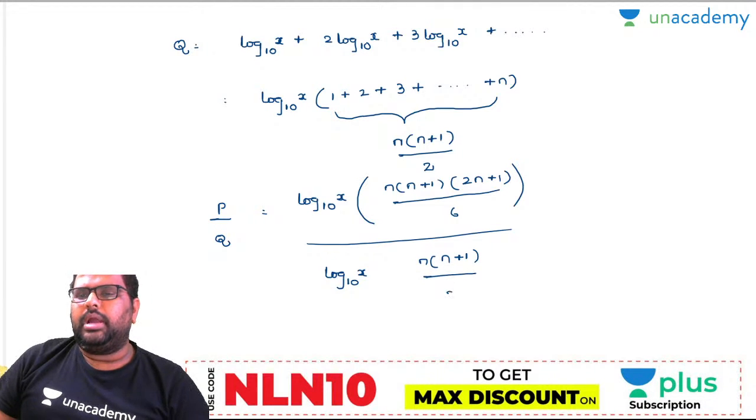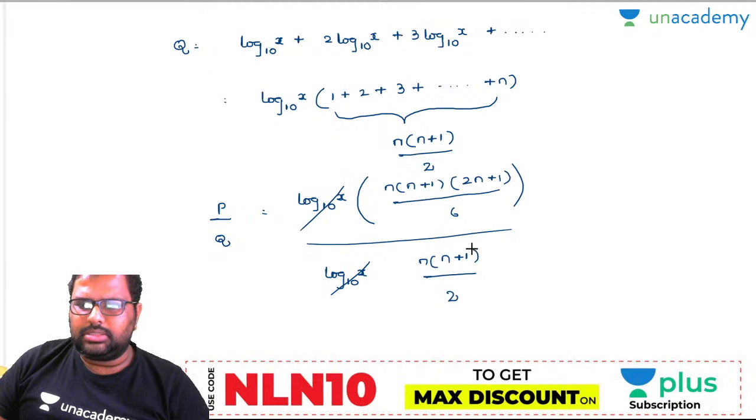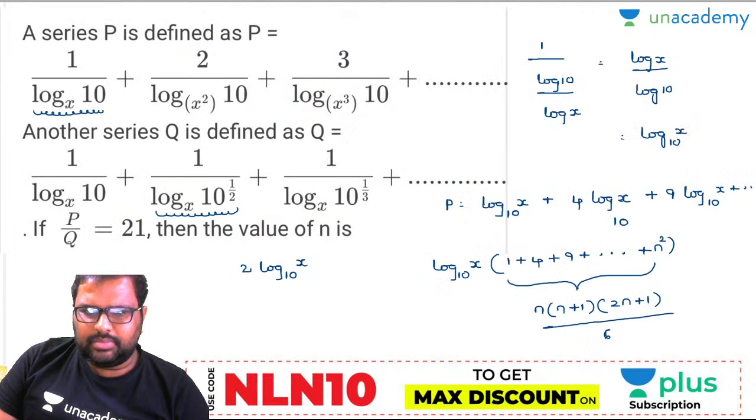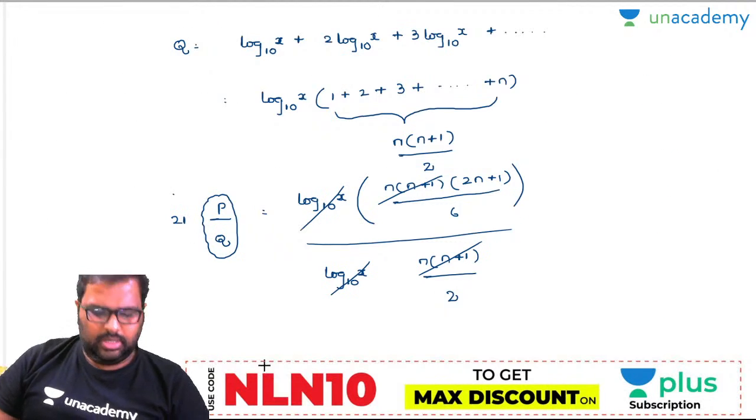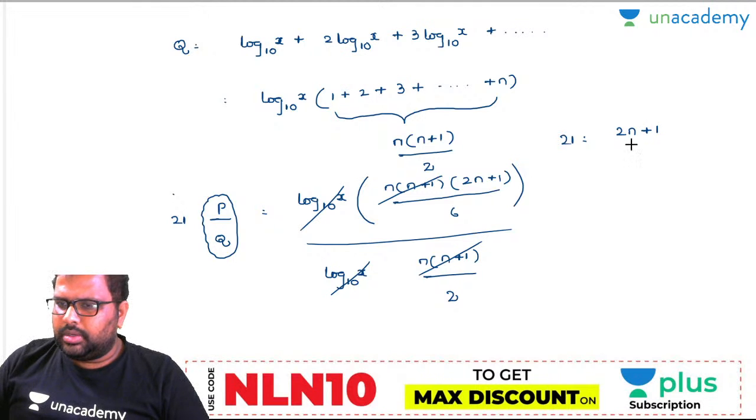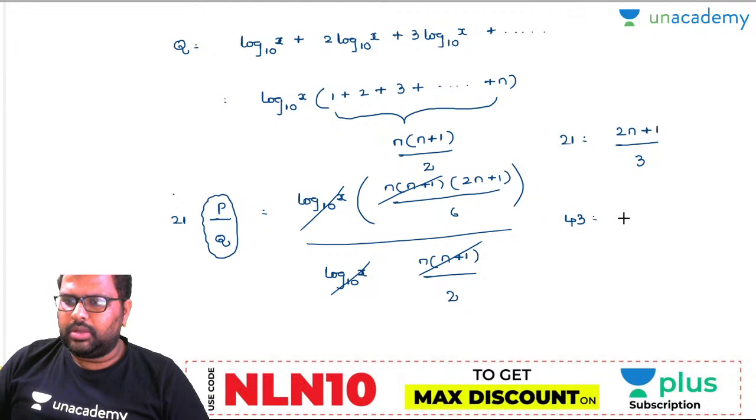Yes. At last, finally I can cancel n into n plus 1, n into n plus 1, and P by Q is given as 21. Is it 21 or some other value? 21 only, right? So finally, can I write it like this? 21 is equal to 2n plus 1 divided by 2 by 6. Is it 3? Yes. This is how much? 343. 2n plus 1. So 2n is equal to 42. n is equal to 21.